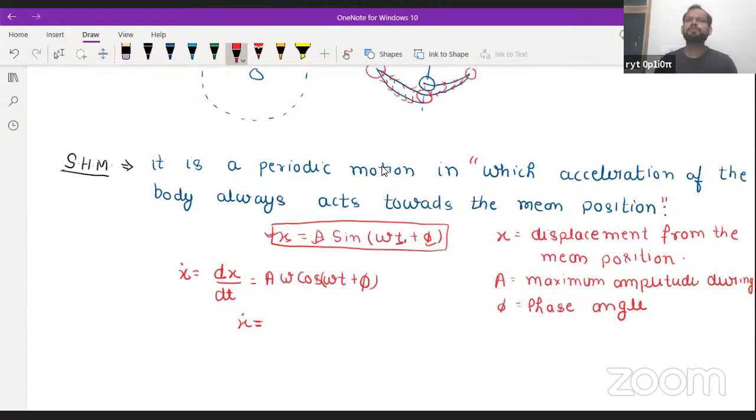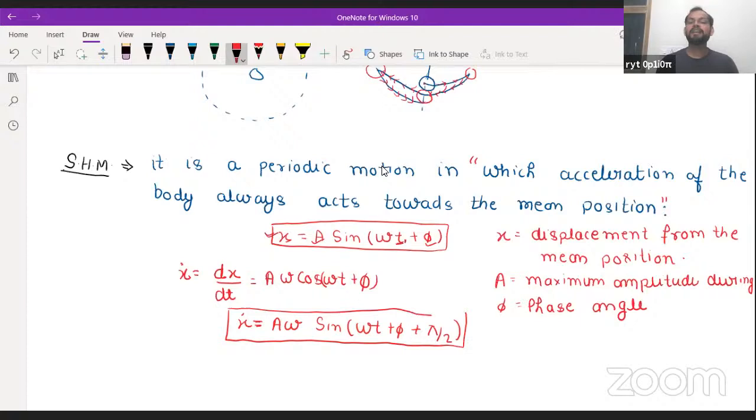We will closely observe this velocity. You will get x dot is equal to A omega cos omega t plus phi. We can write it as A omega sine omega t plus phi plus pi by 2. This is the equation of velocity during SHM. Now what does it represent? In each simple harmonic motion, the coefficient of the harmonic function represents the amplitude. So what is the maximum amplitude of velocity? It is A omega.